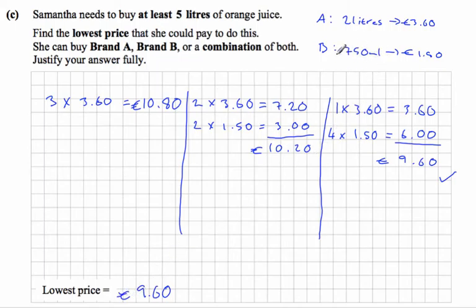You could do it using all of brand B, but we know that we should be using at least some of brand A because that was cheaper per litre from the previous questions. And that's the end of question 6.